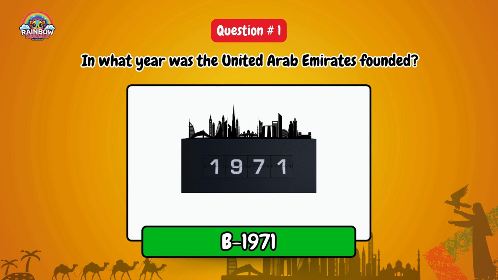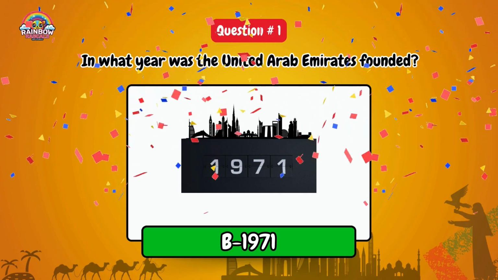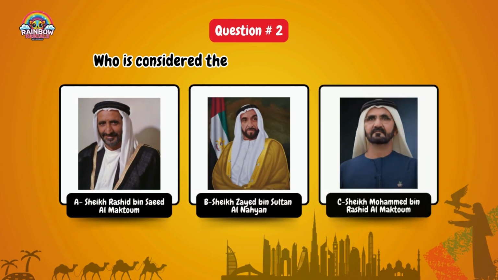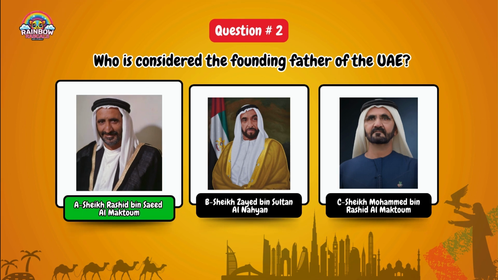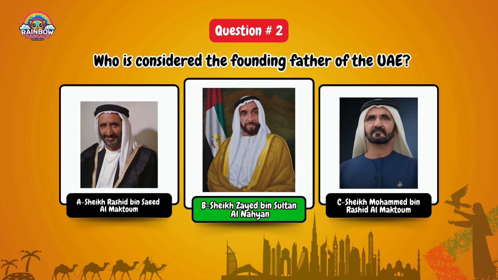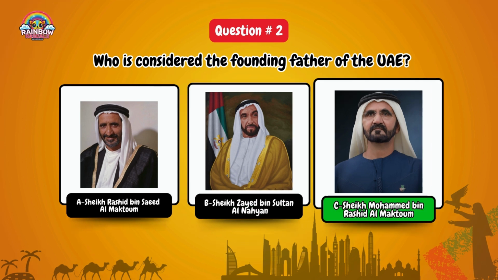The correct answer is, the United Arab Emirates was founded in 1971. Yay! Who is considered the founding father of the UAE? Options: A. Sheikh Rashid bin Saeed Al Maktoum, B. Sheikh Zayed bin Sultan Al Nahyan, C. Sheikh Mohammed bin Rashid Al Maktoum.